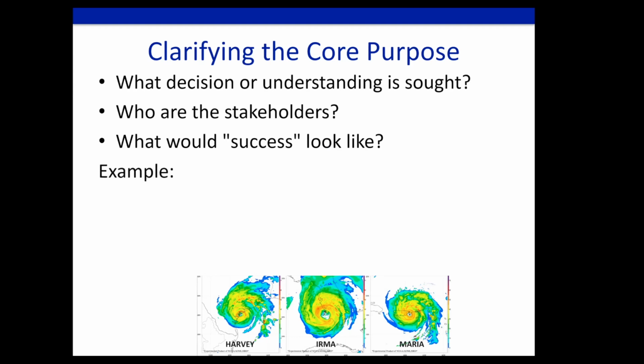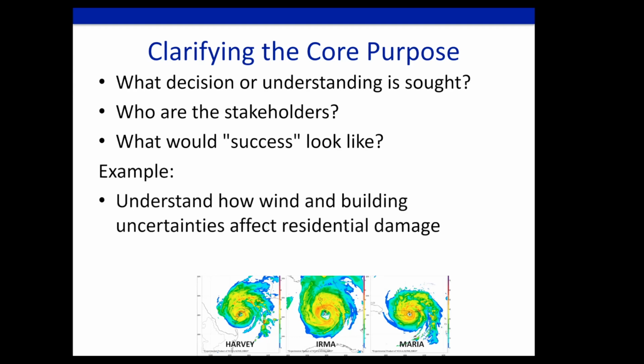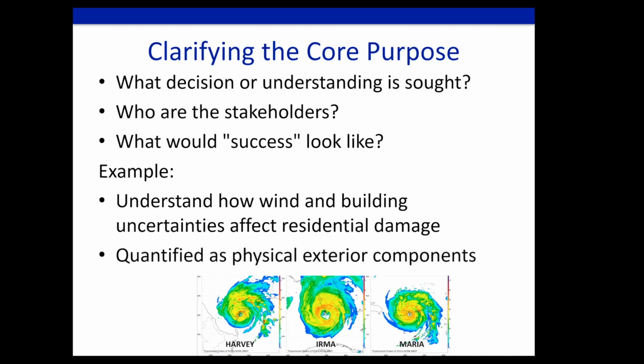So, an example: take that statement on the previous page and refine it and say, I want to understand how wind and building uncertainties affect residential damage. And I'm going to quantify that as physical exterior components. Notice what we've changed. We didn't solve the problem, we made it purposeful. Right? Once your purpose is clear, the scopes and the decisions become defensible instead of arbitrary. You want everyone to understand the direction you're trying to go.